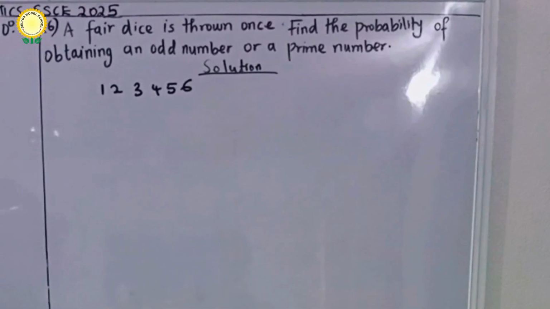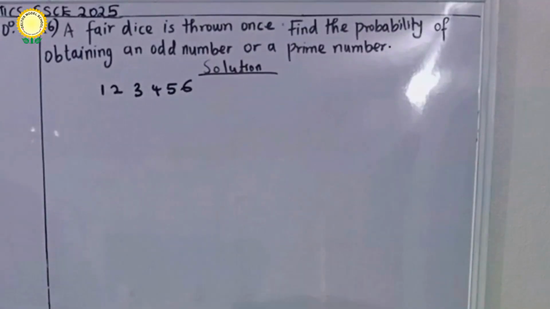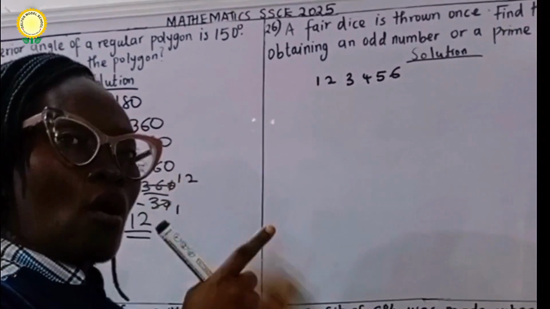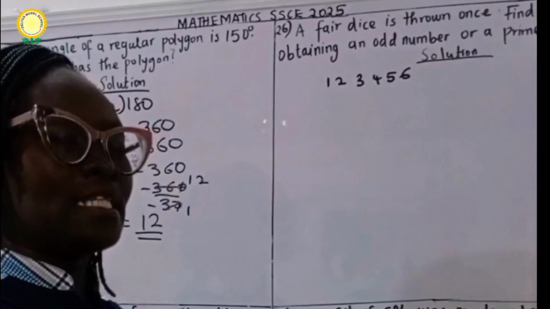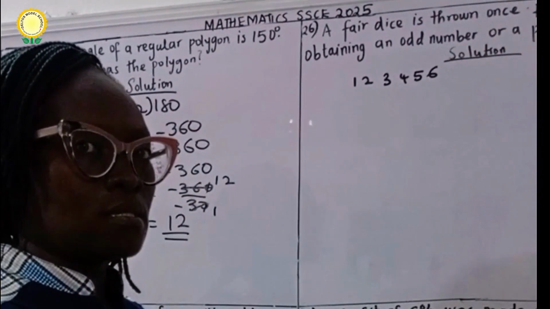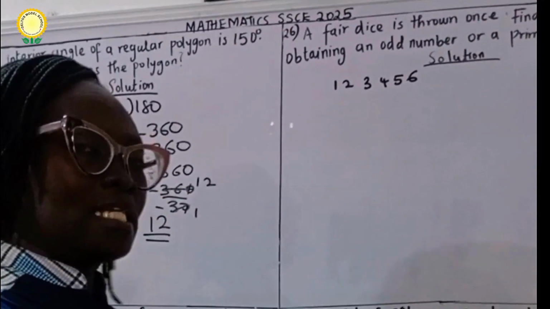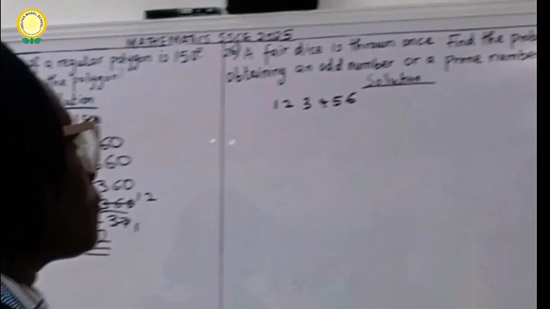or a prime number? Whenever you have "or", because it's thrown once, it can only happen once. So it is either this or that. It cannot happen at the same time because it was only thrown once. Therefore, you are going to add. Or means to add, either this or this. But if it is twice, what's the probability of getting this and this? That will be times. Either this or this, you add. This and this, you multiply.